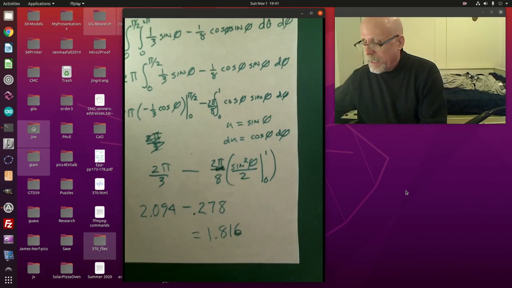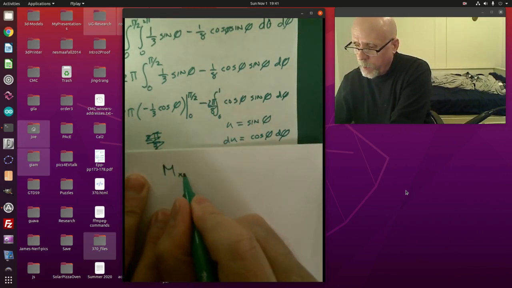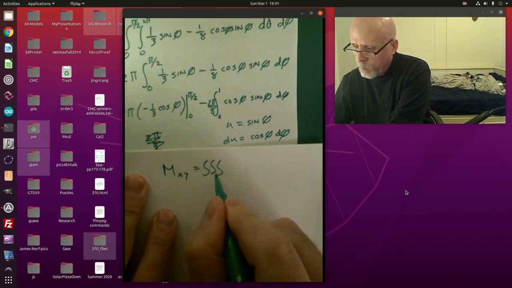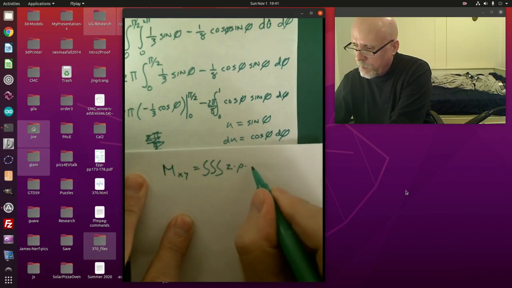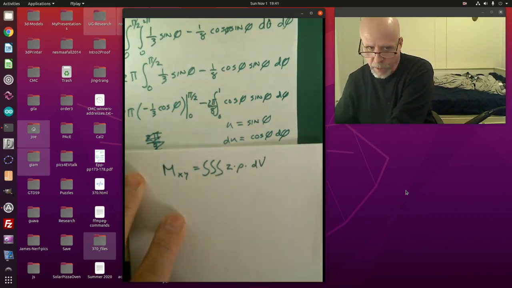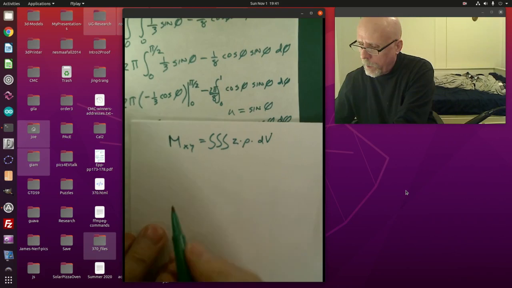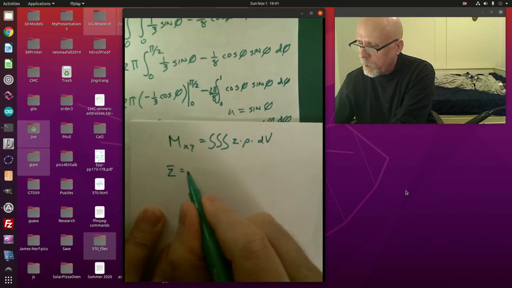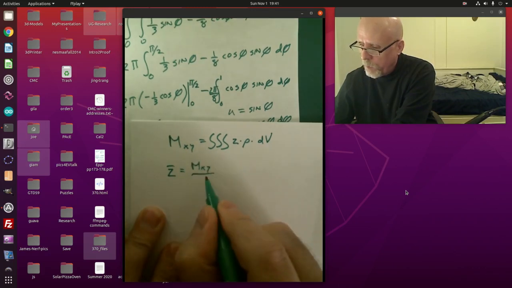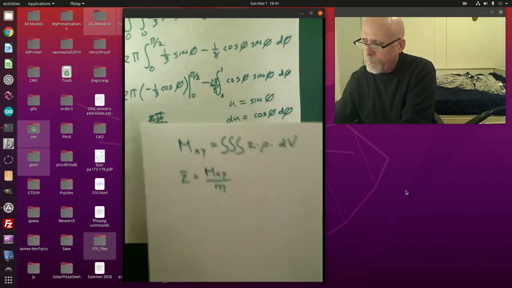But let me at least lay out the basic idea for you. What you do is get your moment from the xy plane, which is a triple integral with all the same limits of z times the density times the differential volume, that's where you include the rho squared and the sine phi. And then your z coordinate of the center of gravity is going to be this moment from the xy plane divided by the mass, which we just calculated. That's the 1.816 here.